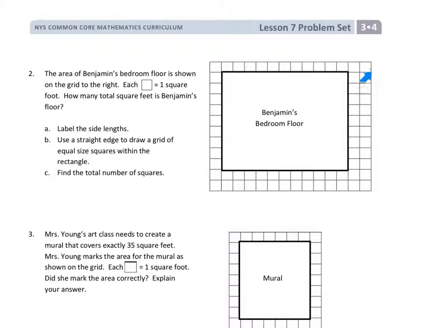We've talked about inches and centimeters, but when we talk about houses and building houses and things, we use feet. So each square equals 1 square foot. How many total square feet is Benjamin's floor?